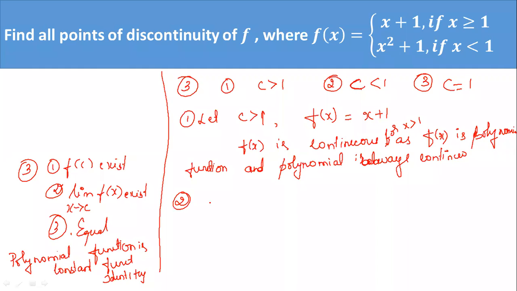Okay, so now the second one: if C is less than 1, then what is f of x? Which definition I have to use for f of x? The second definition, that is x square plus 1. Again, isn't it a polynomial function? Yes, it is a polynomial function.